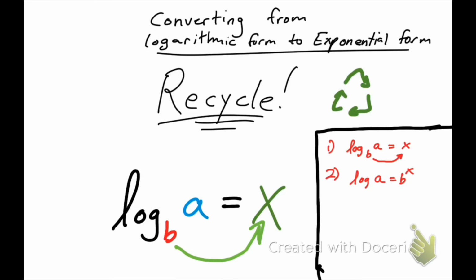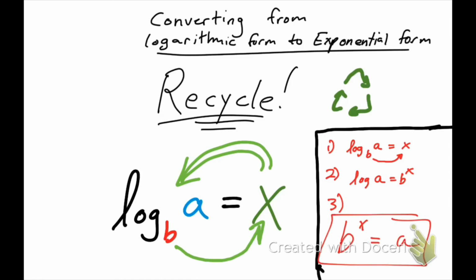And then my second step, I'm going to take that exponent and recycle it, or move it back around to the other side. I'm also going to drop the log when I do that. So once I move that back around, I get b to the x is equal to a. And that is the exponential form. Make that a little bit bigger. b to the x equals a. This kind of looks like the recycle symbol, so that's why we say recycle.